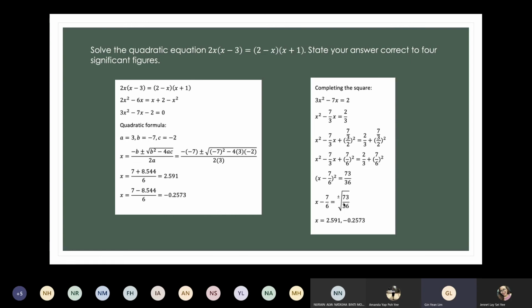Because when you square either a positive or negative value, it will come out positive. So you need to consider the positive and negative sign. So when you solve this one, you get x equals 2.591 and x equals negative 0.2573, which is the same as using the formula negative b plus minus square root of b squared minus 4ac over 2a. So you choose which one you understand better and use that formula.